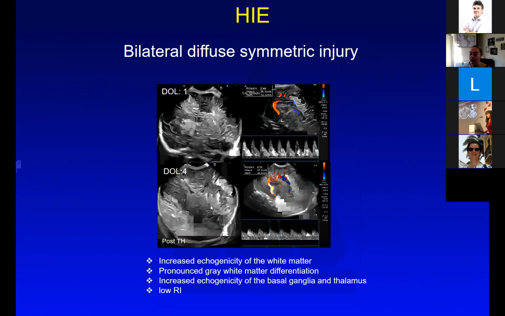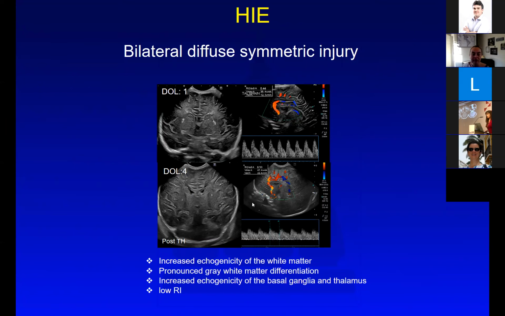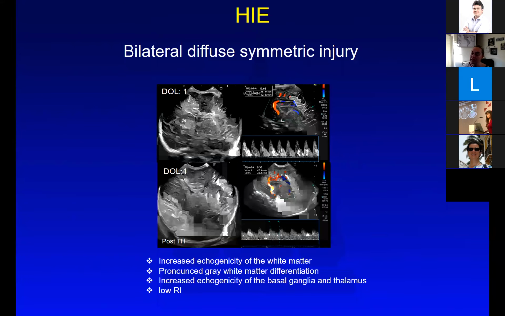However, at day of life 4, after cooling, there is a 72-hour cooling protocol. When we look at the head ultrasound, it looks even worse. Now the ventricles have started to open up, but you can see the echogenicity of the brain parenchyma has progressively increased. So this is showing the temporal evolution of the initial insult. And now the resistive indices have started to decrease. In a normal term infant, normative values for resistive indices range between 0.6 and 0.8. Lower than 0.6, especially on follow-up, has been correlated with worse outcomes.